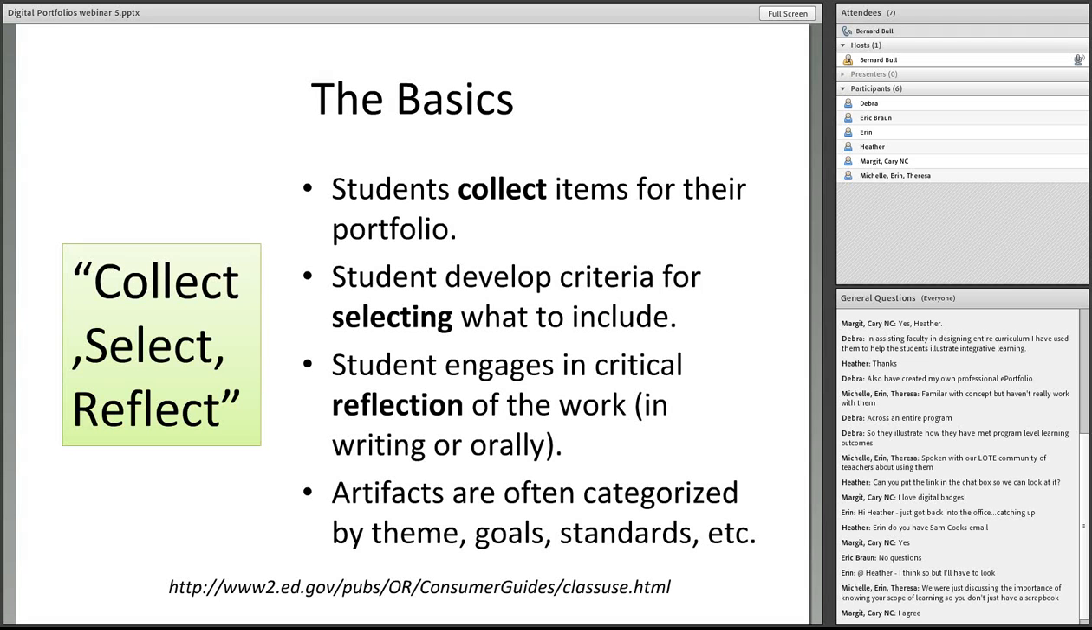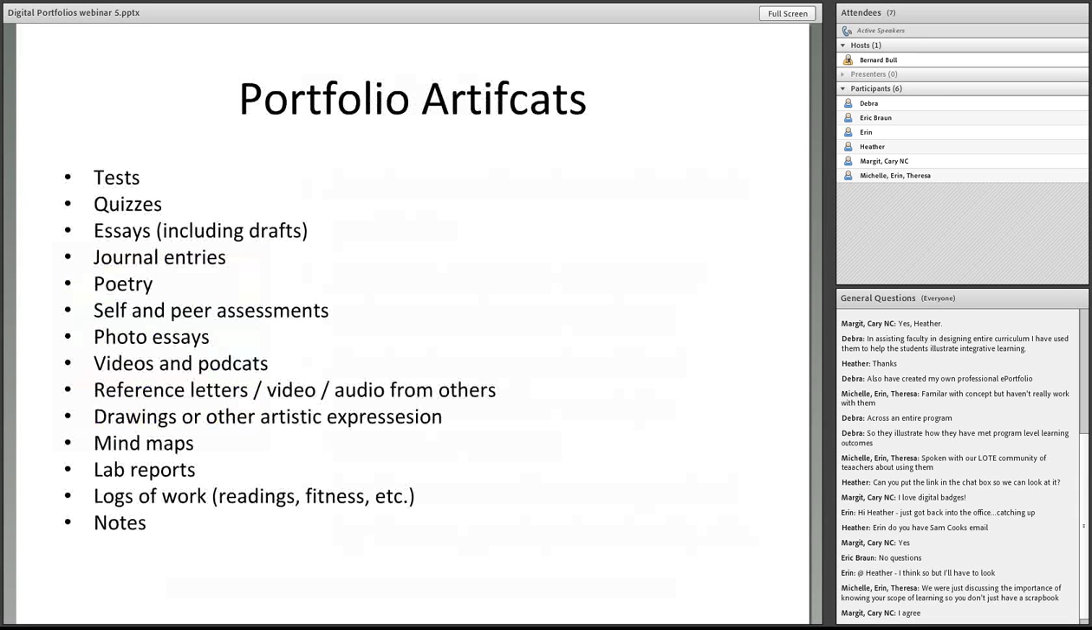That's the exact same thing we're talking about with a digital portfolio, is that they're building a story, they're telling a story, they're taking people on a journey of their learning.